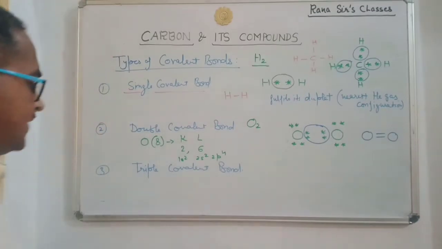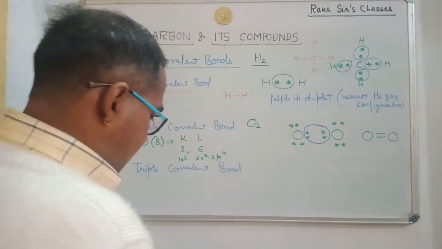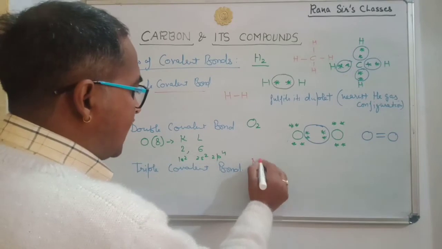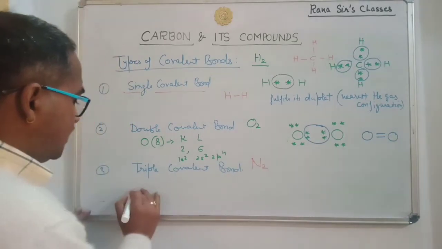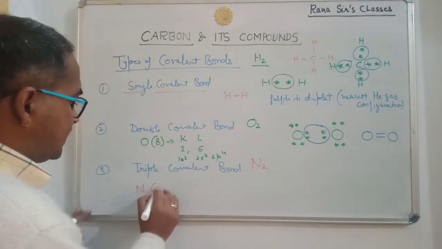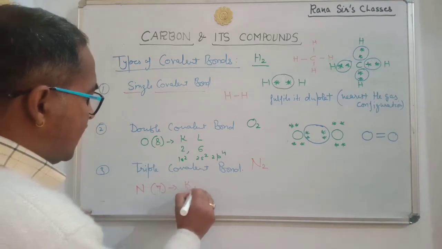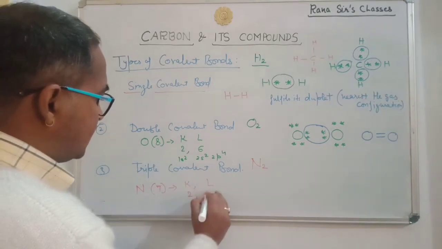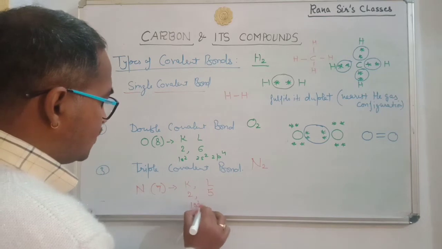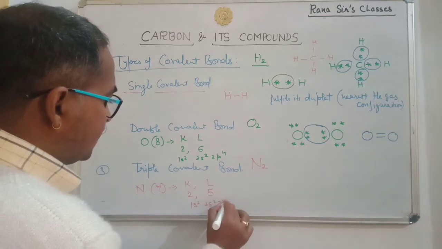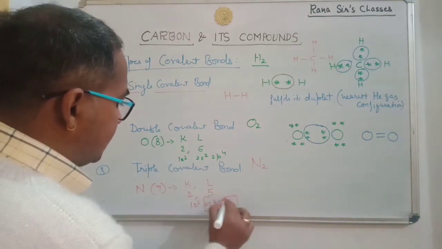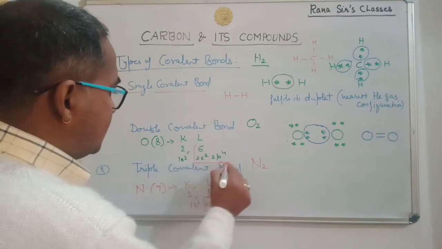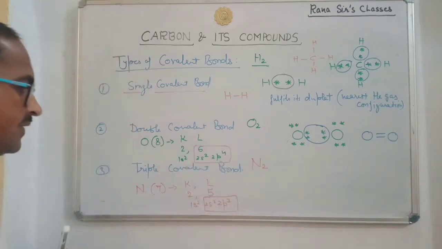In case of nitrogen, now students, we see that its atomic number is 7, so it will be K and L. K shell 2 electrons, L shell 5 electrons. It is 1s2, 2s2, 2p3. 5 electrons are there in its outermost or valence shell, 5 in case of nitrogen.